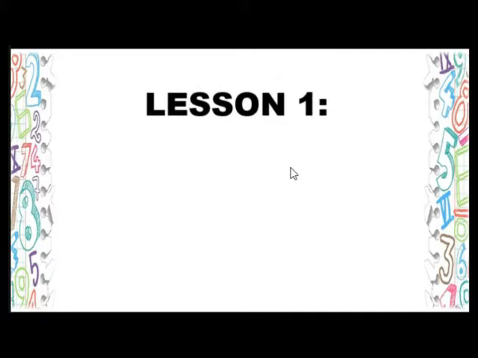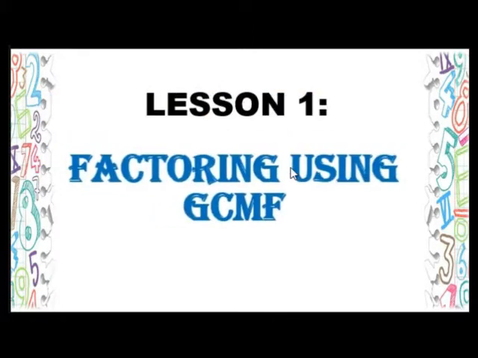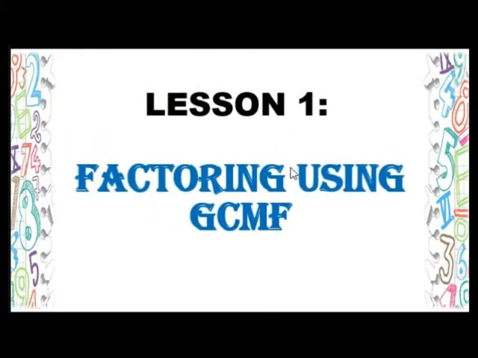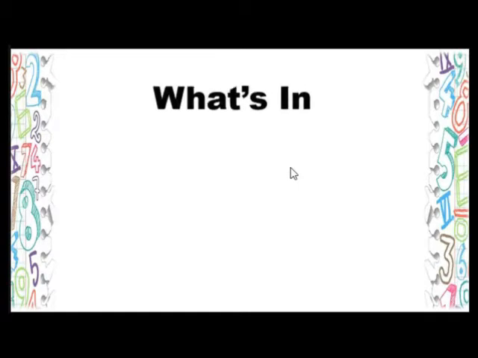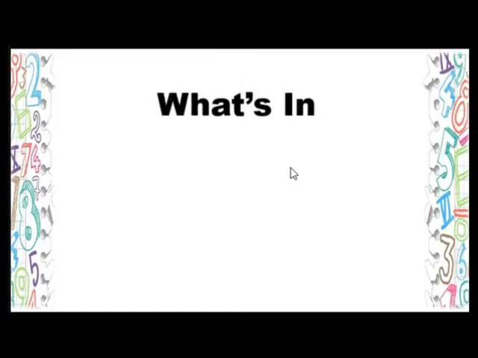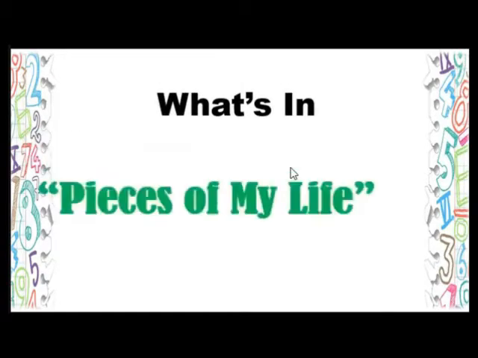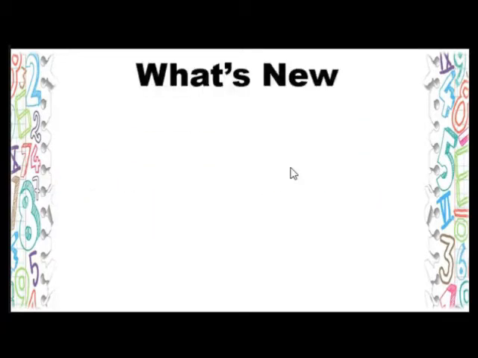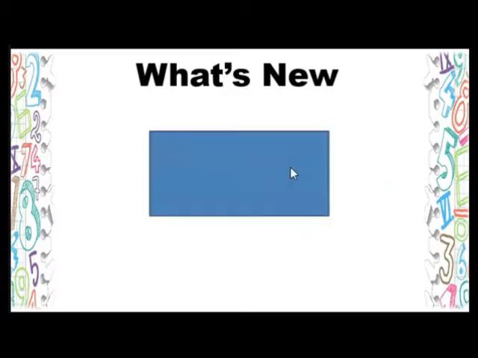Let's start with factoring using GCMF. GCMF stands for Greatest Common Monomial Factor. For the "What's In" part of the module, you need to answer the "Pieces of My Life" and the "What's New" part. You answer the problem there. We have here a similar activity.